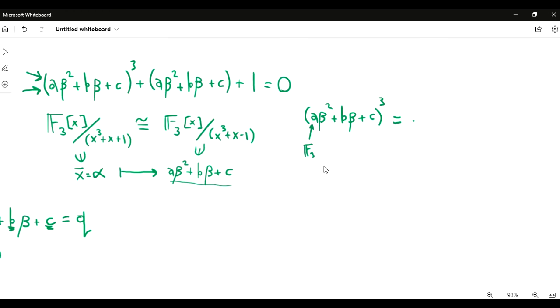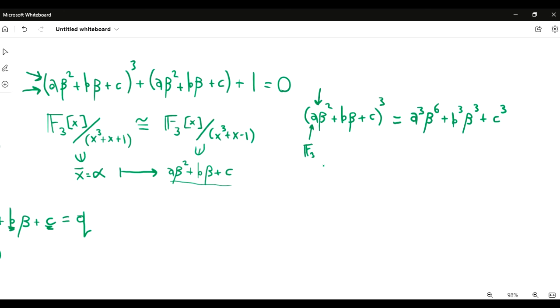So we can actually just expand this as a^3 beta^6, right? So I'm just cubing this term here, and then plus b^3 beta^3, and then plus c^3. And that's it, right? And so I'm allowed to do this because I'm working over a field of characteristic 3. And so I can expand this term by just cubing everything on the inside.